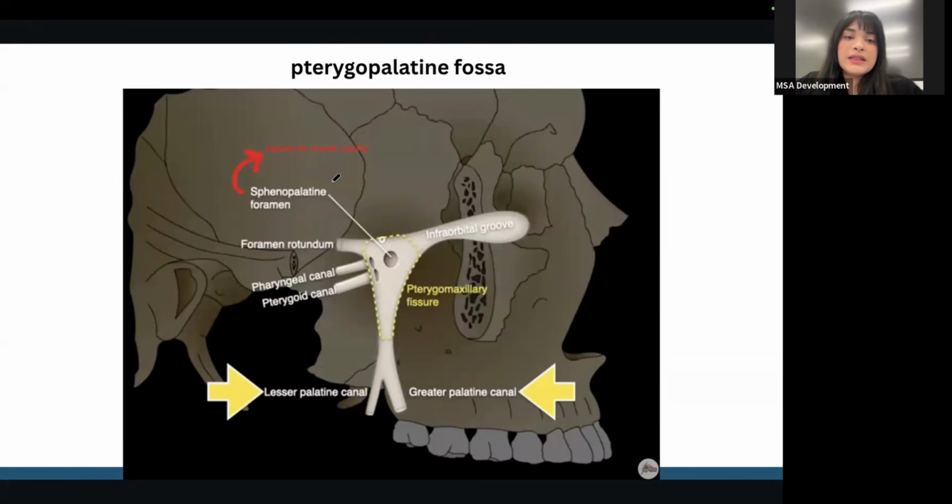We're starting off with the sphenopalatine foramen. So we said medially, it's the sphenopalatine foramen. If you go into the skull, it's going through the sphenopalatine foramen, right? And that opens to the nasal cavities. It's like going to the nasal cavity.